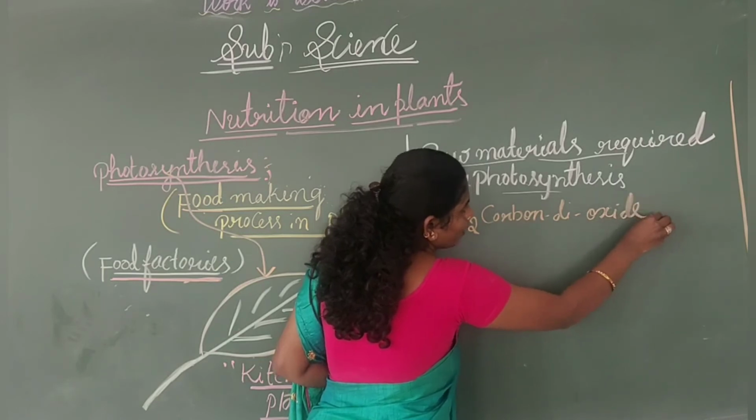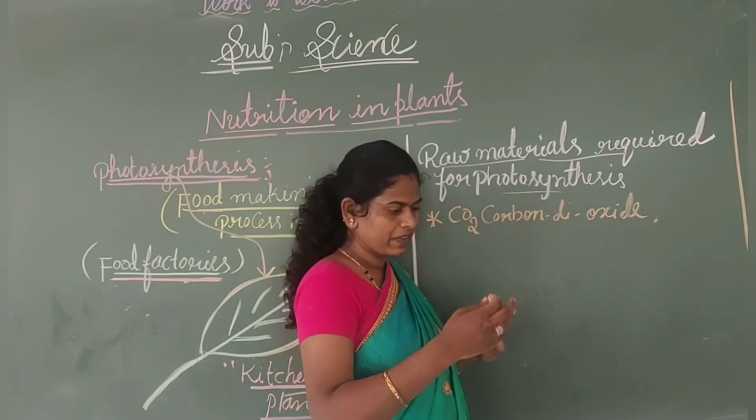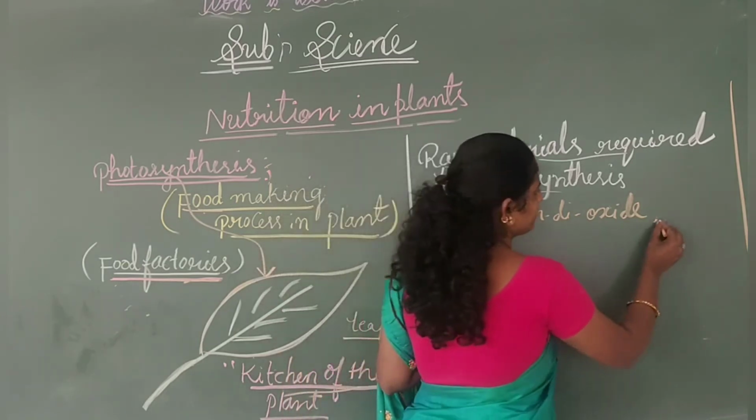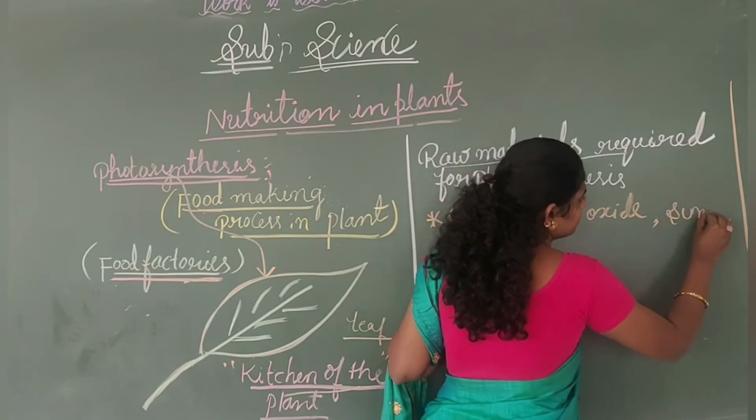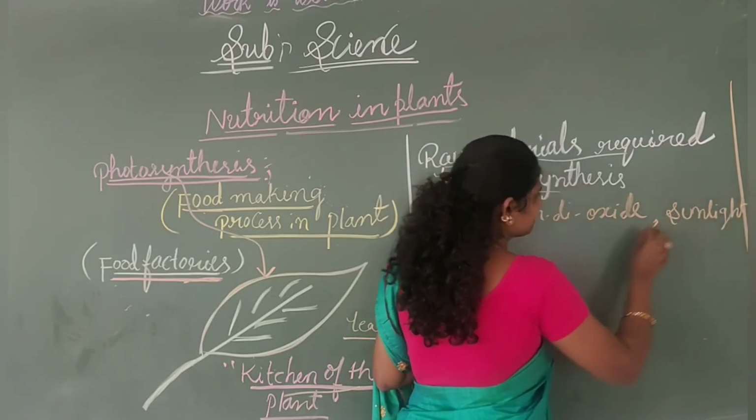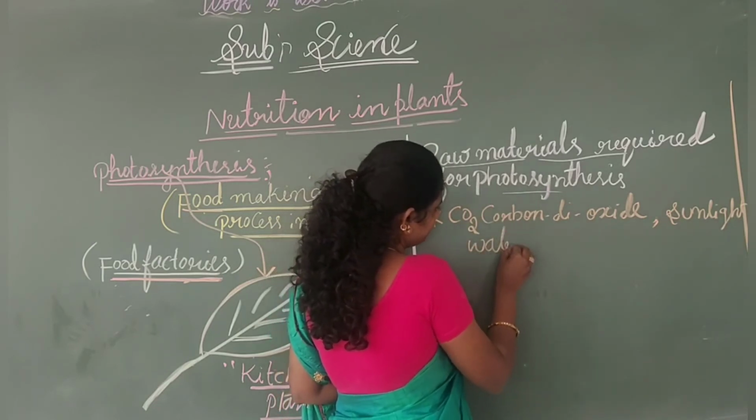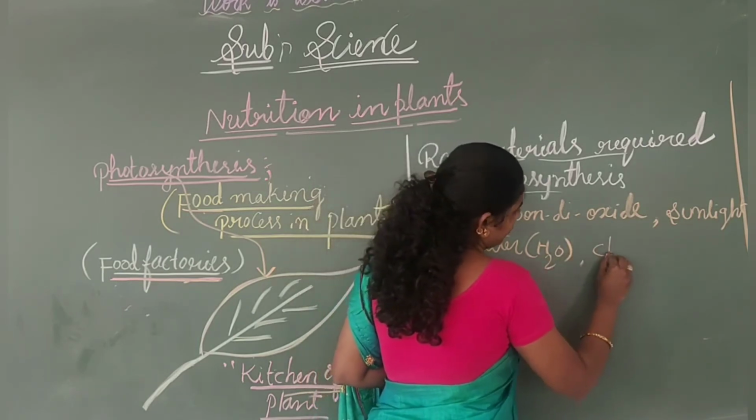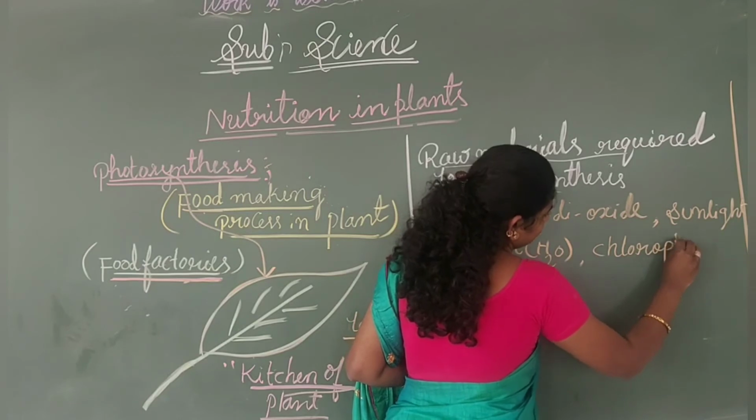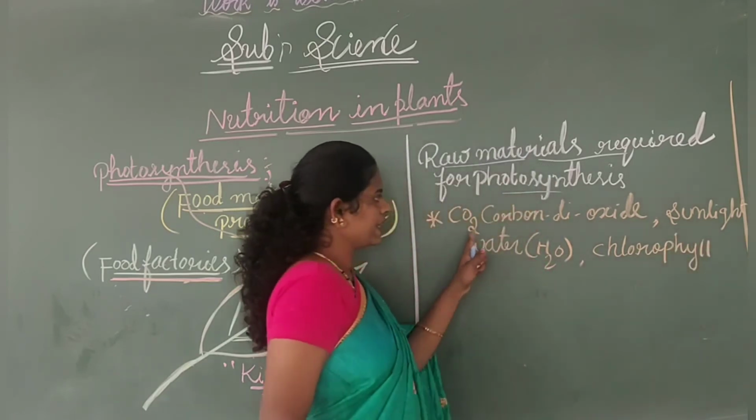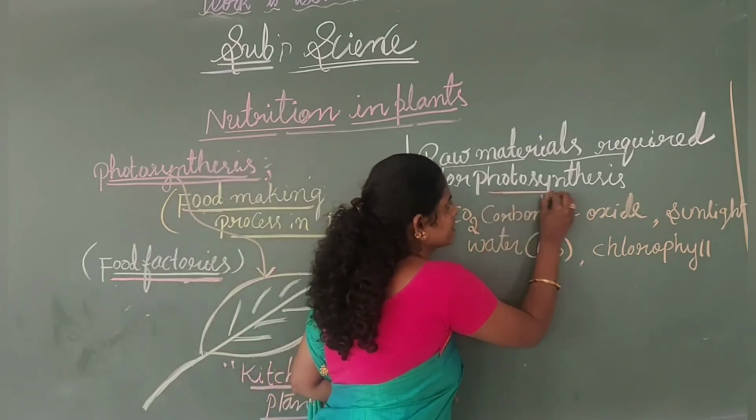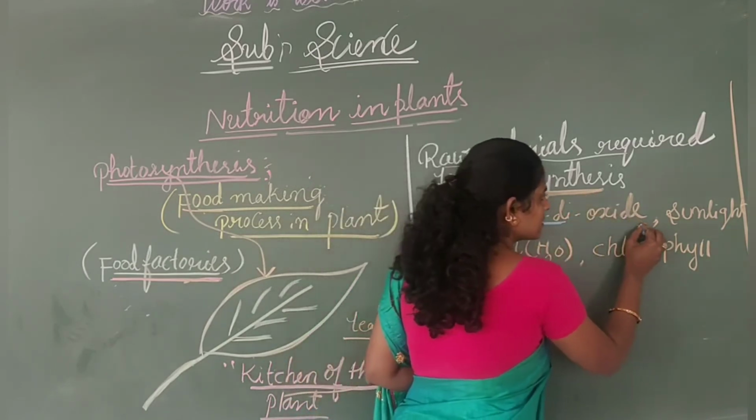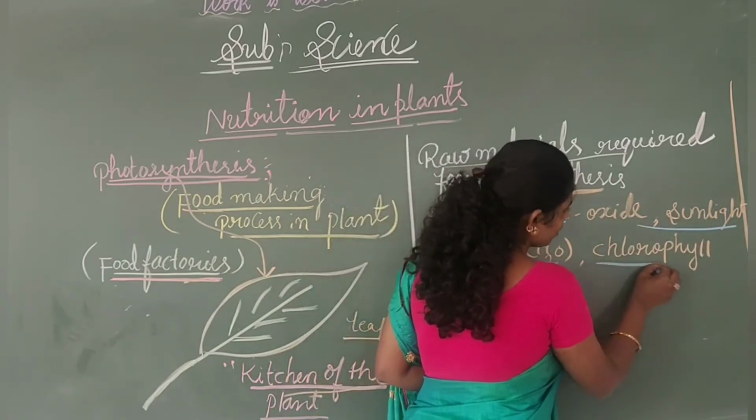So where will the plants get the carbon dioxide? Through us. We will respire, we will remove the carbon dioxide outside and take the oxygen inside. So carbon dioxide and sunlight, water, chemical formula H2O, chlorophyll. So these materials are required for the photosynthesis process: carbon dioxide, sunlight, water, chlorophyll.